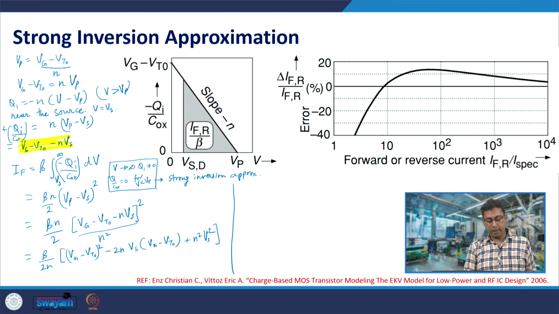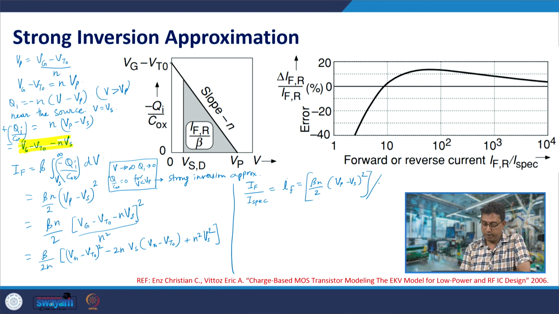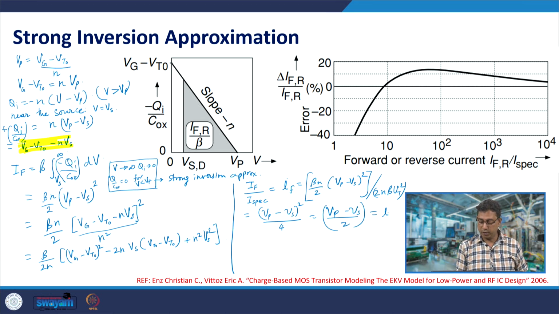Now, let us look at the current expression itself. Let us normalize this current: If over I specific is the normalized If. What is its value? Beta n by 2 Vp minus Vs square divided by beta Ut square. Now this becomes normalized Vp minus normalized Vs, whole square by 4, that is normalized Vp minus normalized Vs by 2 squared. This is the normalized value of the forward current.